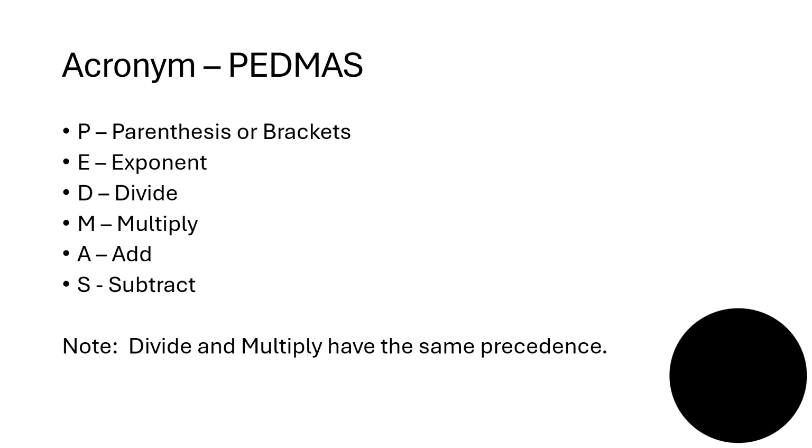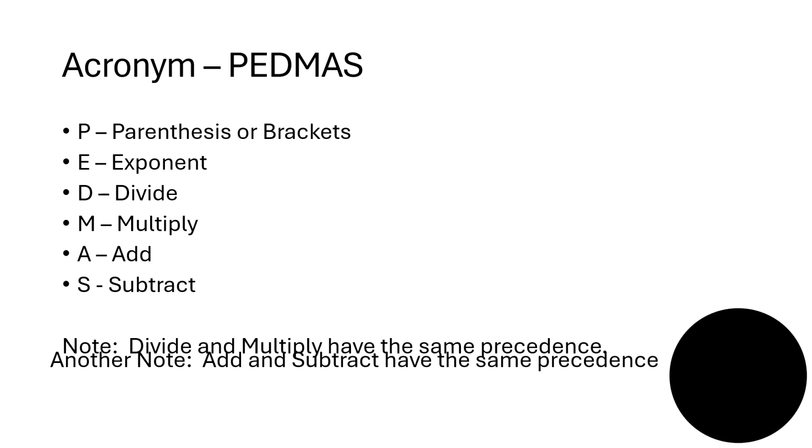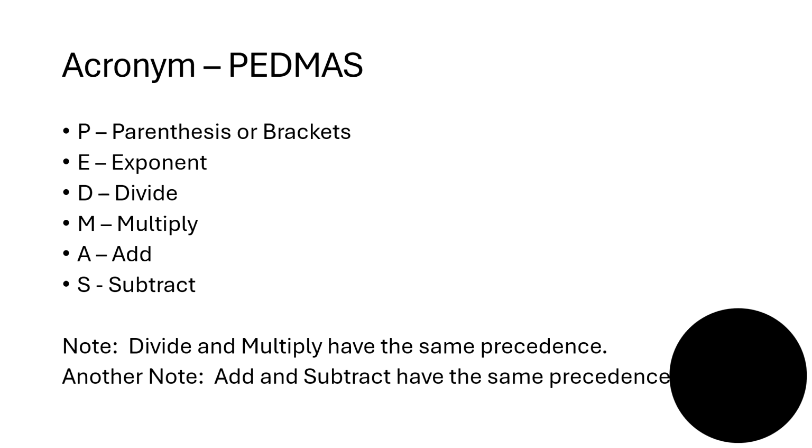An important note is that divide and multiply have the same precedence. And also, add and subtract have the same precedence. So you could switch the M and the D around, or you could switch the S and the A around. They both have the same precedence. So the order of precedence would be parentheses or brackets, precedence number 1; exponent, precedence number 2; divide or multiply, precedence number 3; add or subtract, precedence number 4.